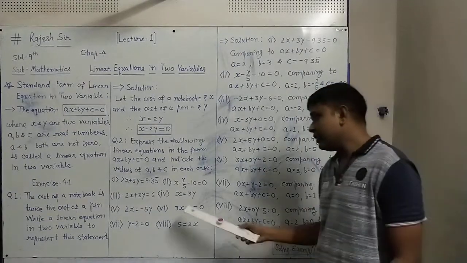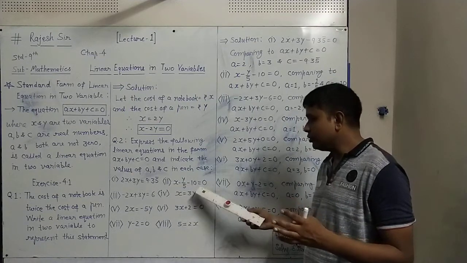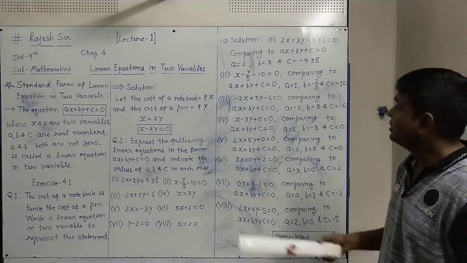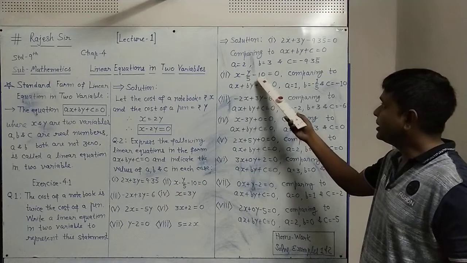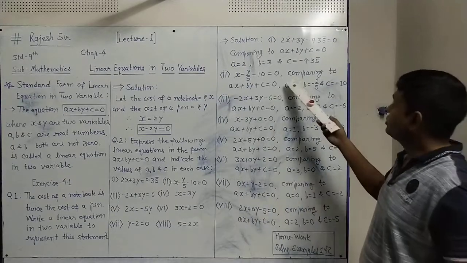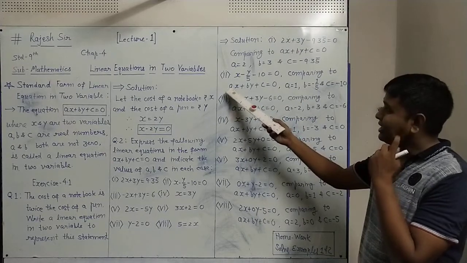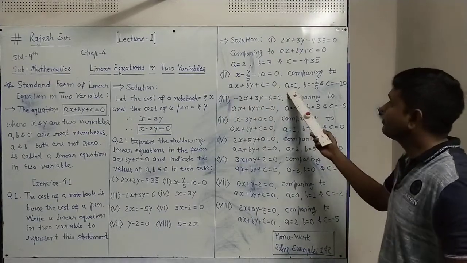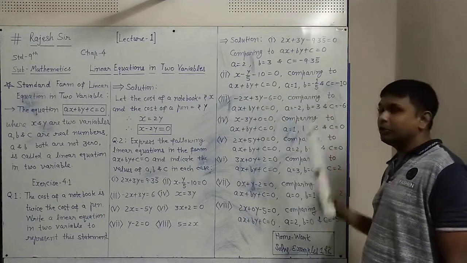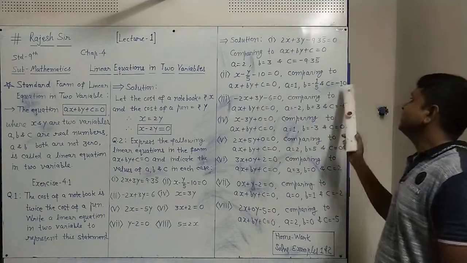Second one also in a similar way, the x term is there, the y term is given, and the constant is given, equal to 0. So it is already given in this standard form. So no need of changing here. So x minus y upon 5 minus 10 equal to 0 is itself in the form of ax plus by plus c equal to 0. So directly comparing to ax plus by plus c equal to 0, the x coefficient is 1, so a equal to 1. The y coefficient is b, the y coefficient is minus 1 upon 5, so b equal to minus 1 upon 5. The constant term c, the constant term is minus 10, so c equal to minus 10.